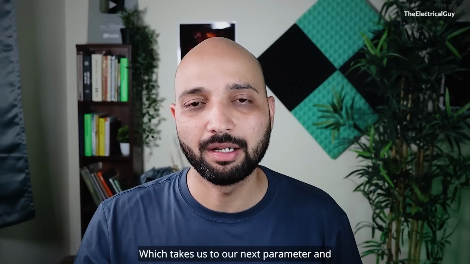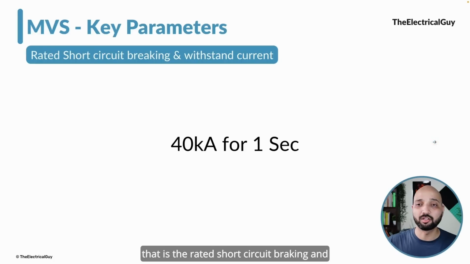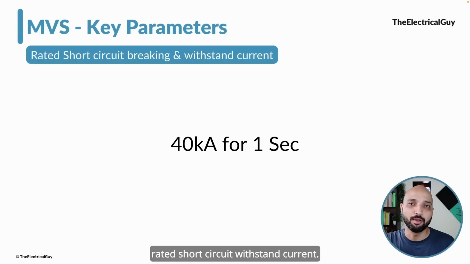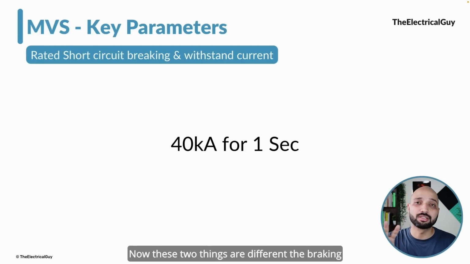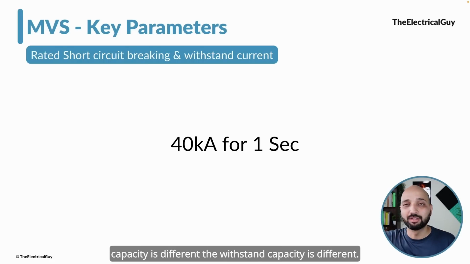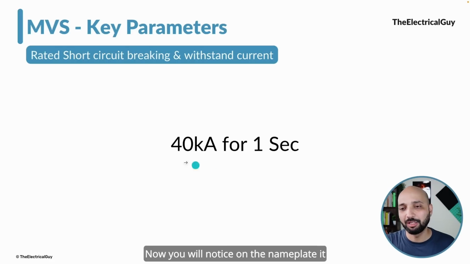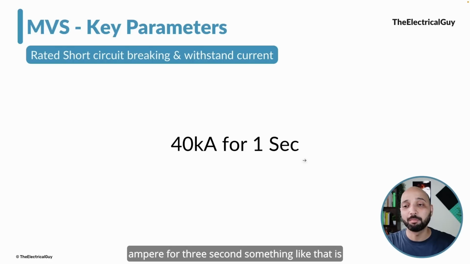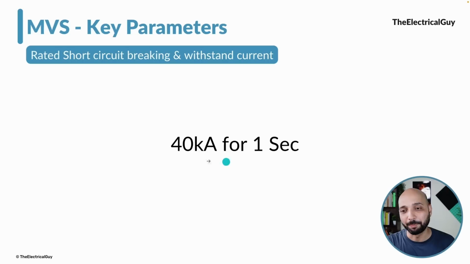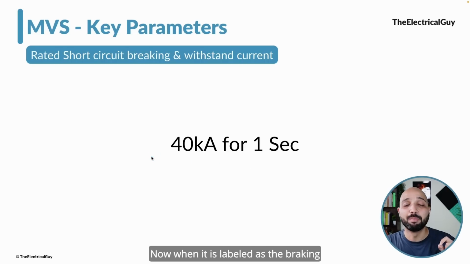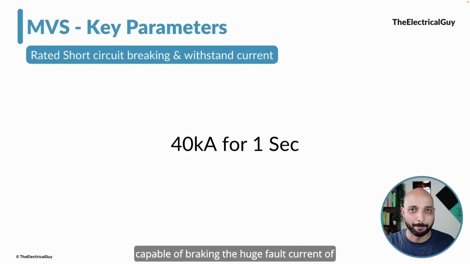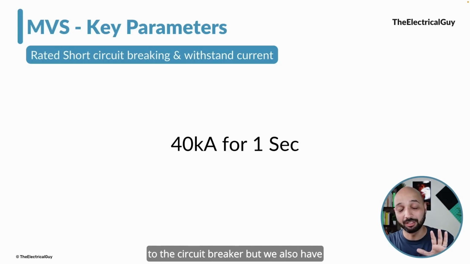Which takes us to our next parameter, and that is the rated short circuit breaking and rated short circuit withstand current. Now, these two things are different. The breaking capacity is different, the withstand capacity is different. Now, you will notice on the nameplate it is mentioned something like this: 40 kiloampere for 1 second, or maybe 31.5 kiloampere for 3 seconds, something like that is mentioned. Now, when it is labeled as the breaking capacity, it is related to something that is capable of breaking the huge fault current, of course circuit breaker. So this breaking capacity is assigned to the circuit breaker.